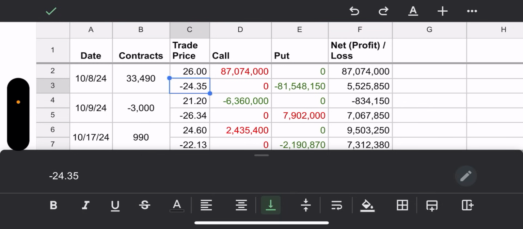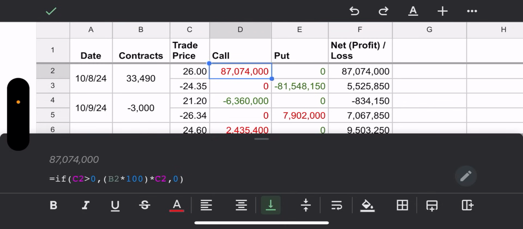You get money back. So in this example, under call, I have a formula that says if this cell is greater than 0, then do this. You take B2, the number of contracts, multiply that by 100 because it's 100 shares per contract, and then multiply that by the trade price, which in this example is $26. So the expense for that trade is 87 million. That's how I get that number.